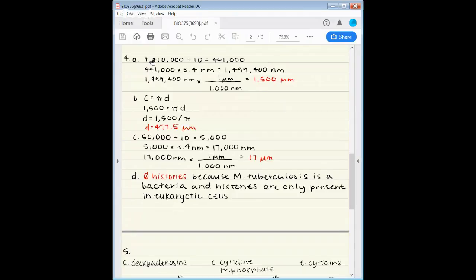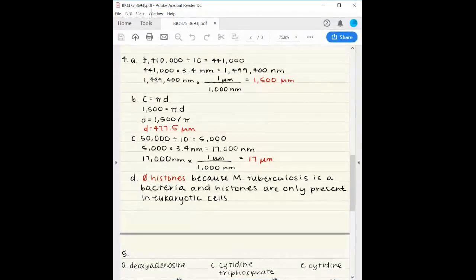So I divided 4,410,000 by 10 to get the number of turns. And then I multiplied that by 3.4 nanometers, since each turn is 3.4 nanometers, and got the length in nanometers. And then I used this conversion, 1,000 nanometers to every micrometer, to get approximately 1,500 micrometers for A.